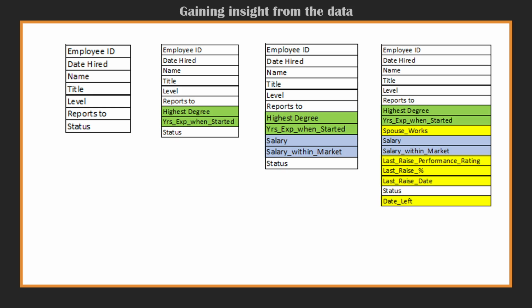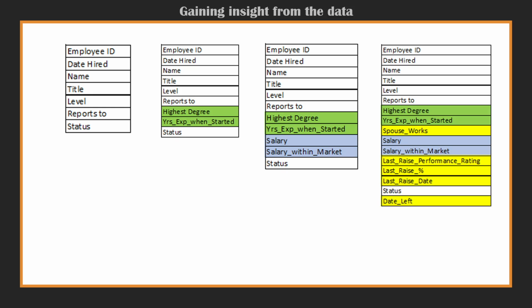Does the spouse, the fields in yellow, does the spouse also work for the same company? Yes or no? Also, how about the last salary raise performance rating? Did they get a good performing score or a bad score? How much raise did they get? What was the date of the last raise? Maybe the date when they left the company.